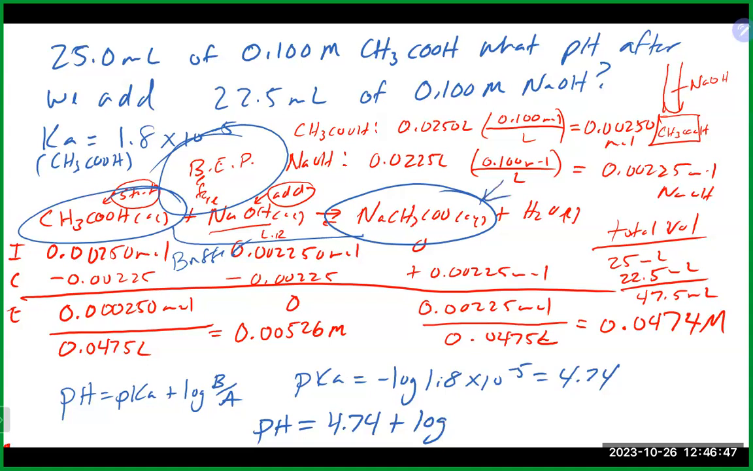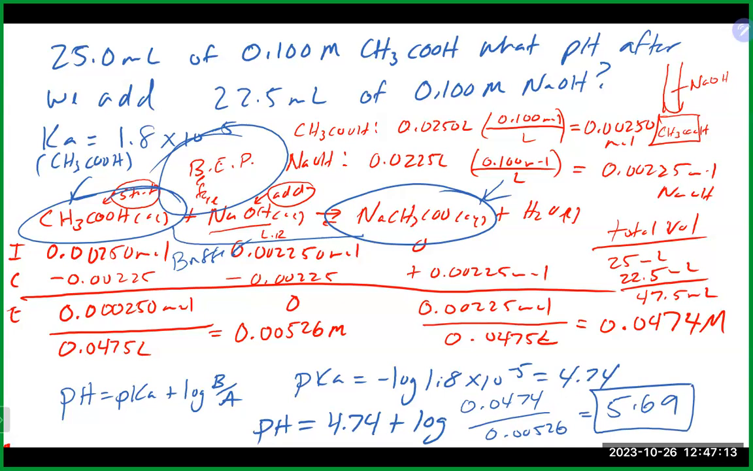Sodium acetate, as the acetic acid would be my acid, right? So that's going to be 0.0474, 0.00526. Hope for the best here. 0.00526, a little log action, a little 474 action, a little 5.69 pH as our pH.